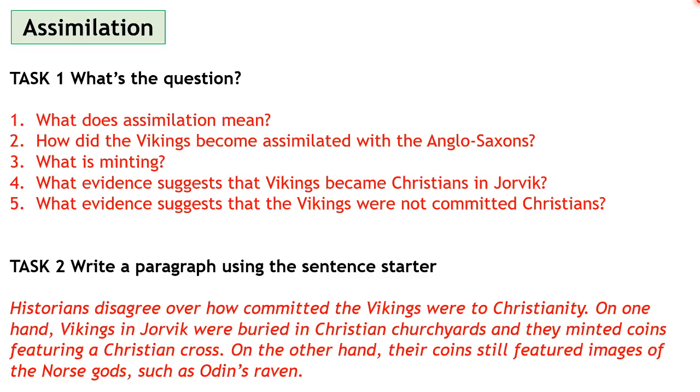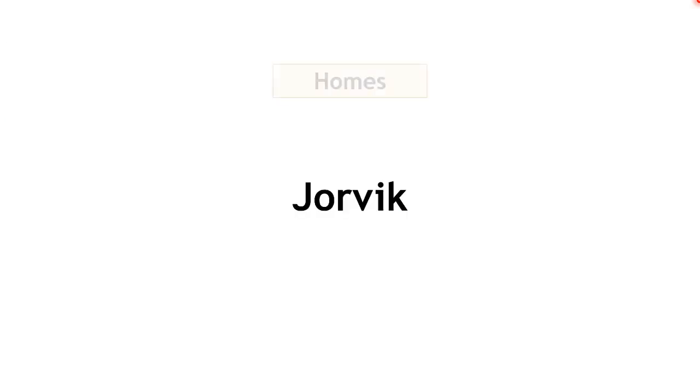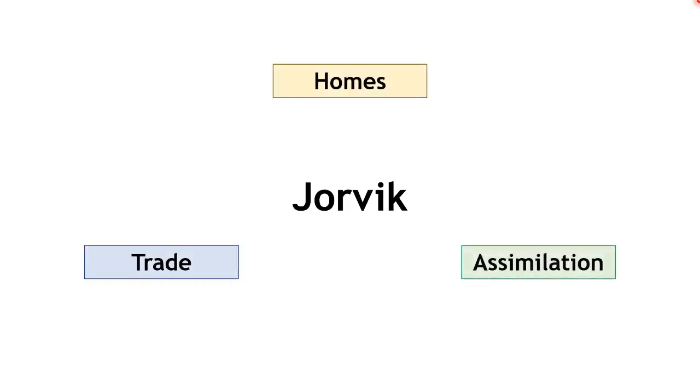Right, there's one last thing to do, depending on how much time you've got left in today's lesson, and that's this. I want you to turn to a new page. And I want you to lay out a spider diagram that looks like this. Jorvik in the middle, trade, homes, assimilation. What I'd like you to do is spend 5 minutes writing down as much information as you can remember under those 3 headings from today's lesson. After 5 minutes, stop, look back at your notes and add some more bits.